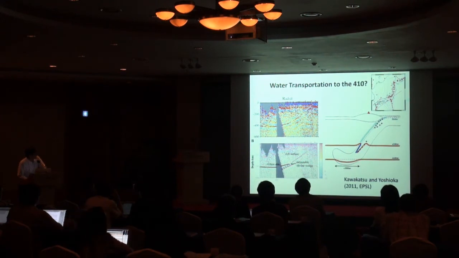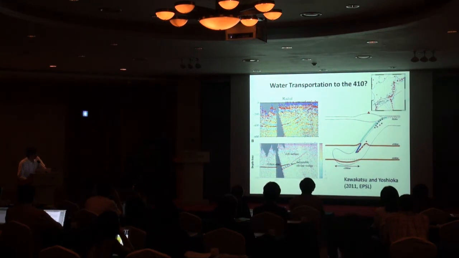And here I'm showing the results of the receiver function analysis by Kawakatsu and Yoshioka. Red denotes the positive discontinuity, and blue denotes the negative discontinuities. And we can confirm the top surface of the subducting slab down to about 350 kilometers, and it probably corresponds to the bottom of the hydrous layer dragged by the subducting slab.